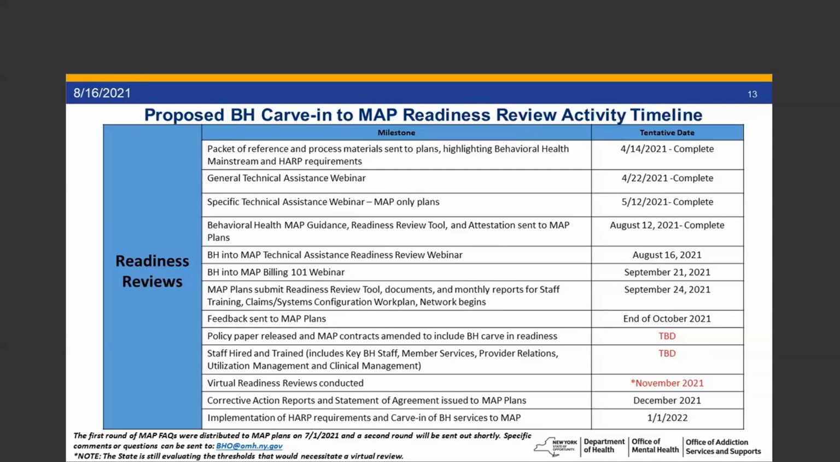You'll see here that there's a line for a virtual readiness review, and we do have an asterisk there. We have November 2021 listed, but we are still discussing what thresholds would necessitate that type of review. So we kind of need to see what we get from the first round of submissions from the desk review process to determine what exactly would be needed and when a virtual readiness review would be needed for the plans.